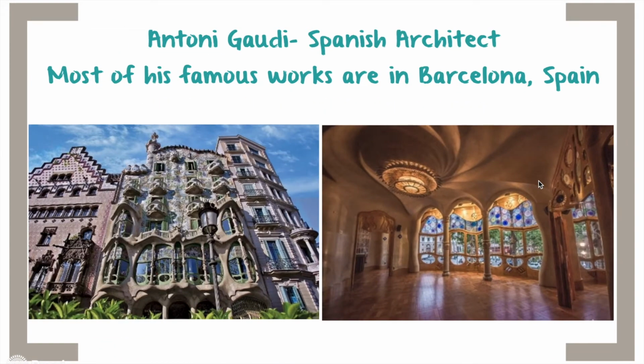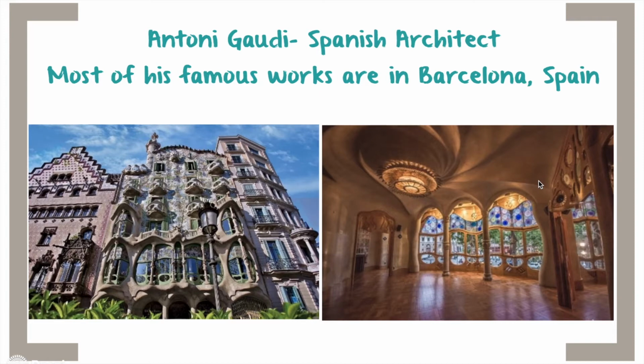So we're going to talk about a couple different architects before we get started. So the first architect we're going to talk about is Antoni Gaudí. Can you say Gaudí? So Gaudí was a Spanish architect, and most of his famous artwork and architecture is in Barcelona, Spain. His artwork is very fanciful.